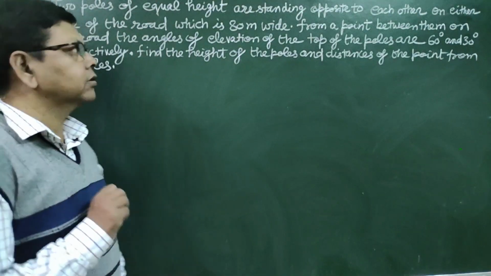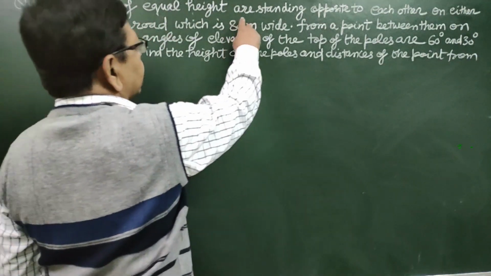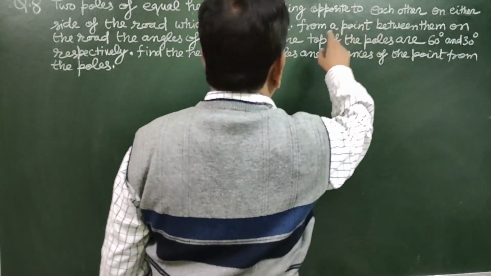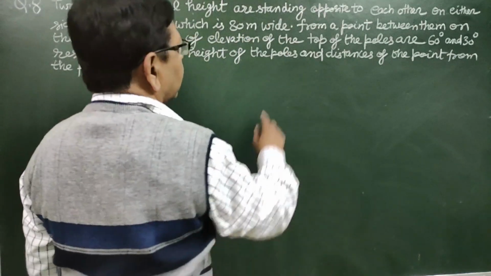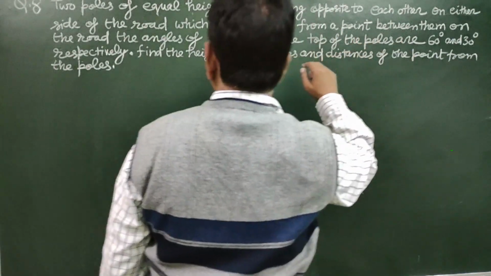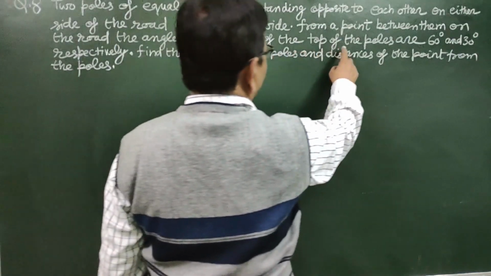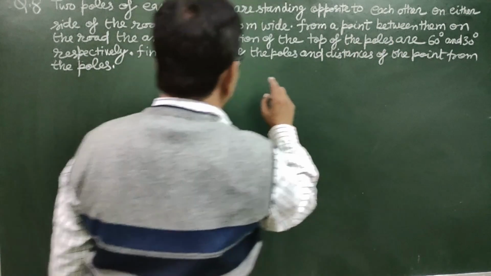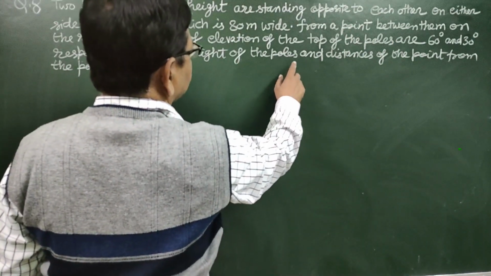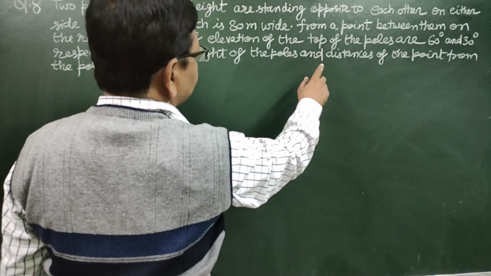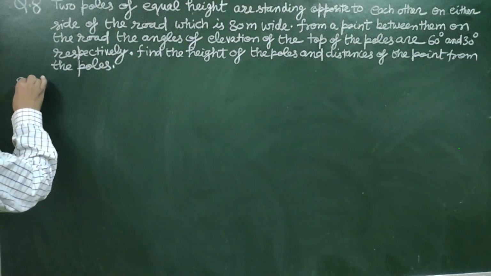Question number 8. Two poles of equal height are standing opposite to each other on either side of the road, which is 80 meter wide. From a point between them on the road, the angles of elevation of the top of the two poles are 60 degree and 30 degree respectively. Find the height of the poles and distances of the point from the poles. So first let us draw the diagram.